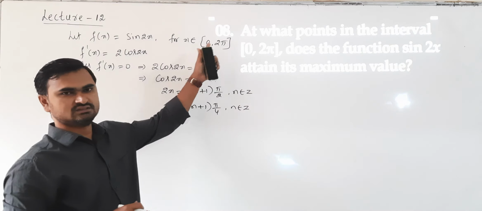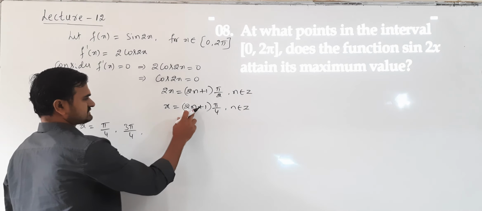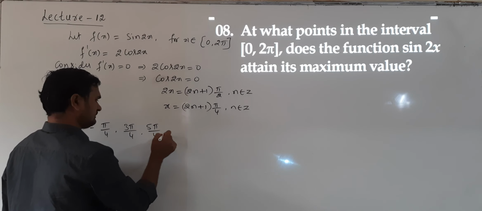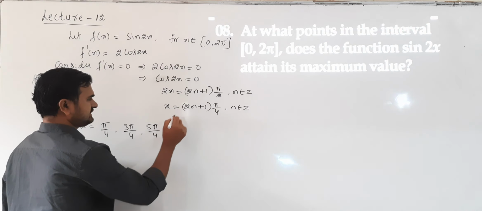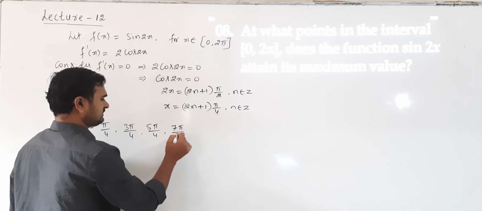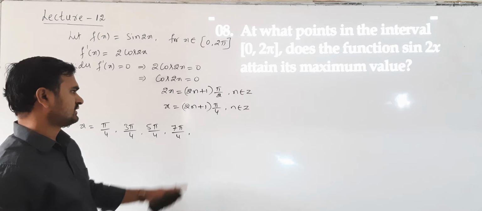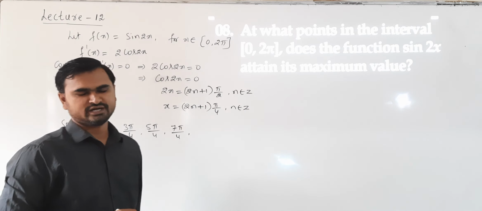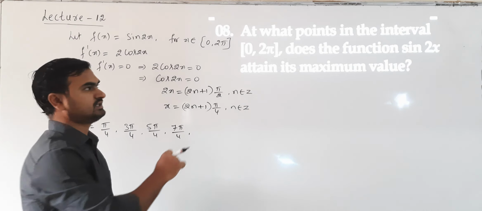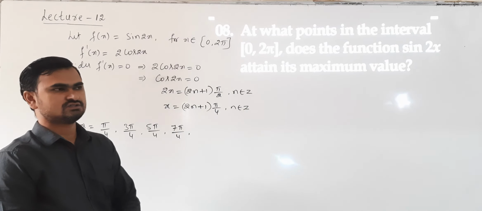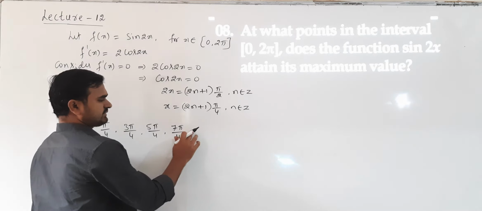It also lies in 0 to 2 pi. Next, n is 2, 5 pi by 4, we can take. Next, n is 3, 7 pi by 4, we can take. n is 4, 9 pi by 4. Now 9 pi by 4 is more than 2 pi, so we cannot take 9 pi by 4.